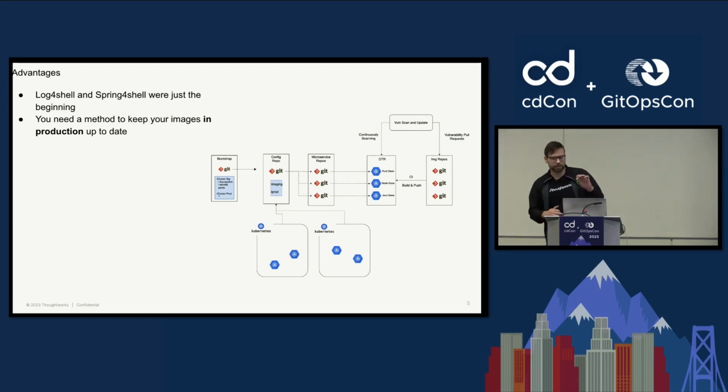So if you have, say, Node 16, and that's vulnerable, and we've just updated the golden image to be Node 17, we're going to auto-push that to that microservice repo. That's then going to be reconciled through a Flux process, as you've probably seen in some of the talks today, and deploy that application into your Kubernetes environment.